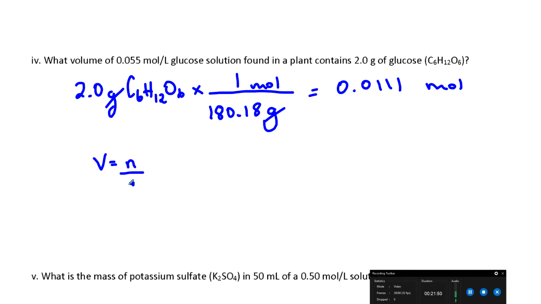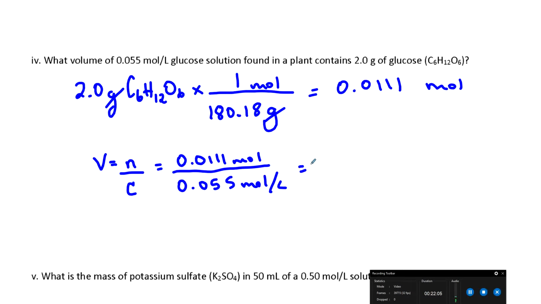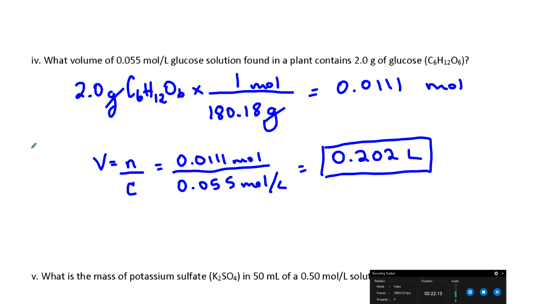Again, I've rearranged it first. So here we have our number of moles. Our concentration is in the question, 0.055. And that calculates out to 0.202 liters, which is the same as saying 202 milliliters.